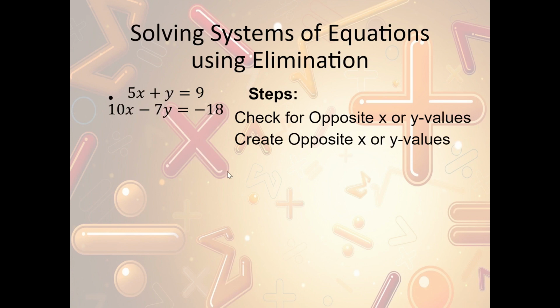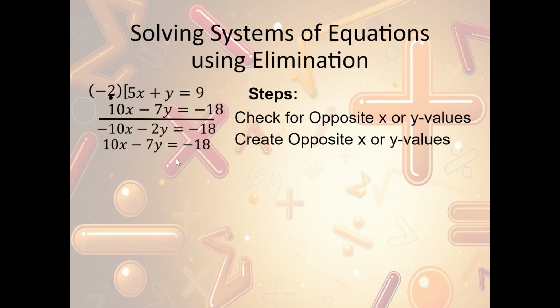I usually want to multiply by the smaller number because it keeps everything a little easier to manage. But it doesn't matter either way. This time I'm going to multiply by negative 2. So I get negative 2 times 5x is negative 10x. Negative 2 times y is negative 2y. And negative 2 times 9 is negative 18. So now I have negative 10x minus 2y is equal to negative 18. And the bottom one just drops down. So I have 10x minus 7y is equal to negative 18.